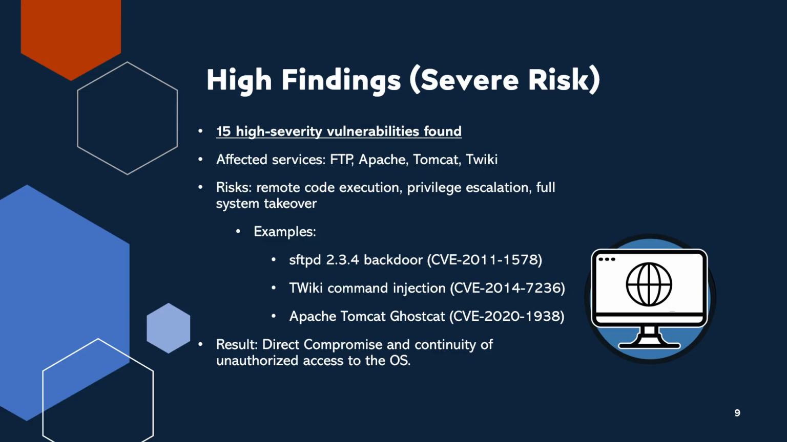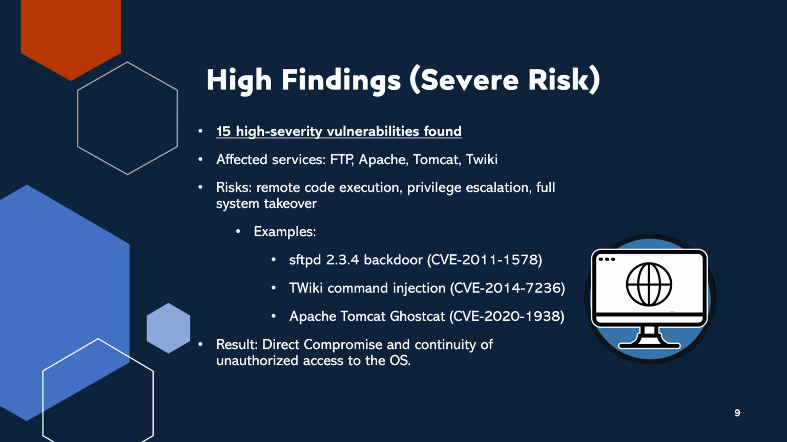So to speak on the high findings, the high severity findings were the most concerning because they could give an attacker full control of the host. For example, the VSFTPD 2.3.4 service contained a known backdoor that was allowing remote code execution.